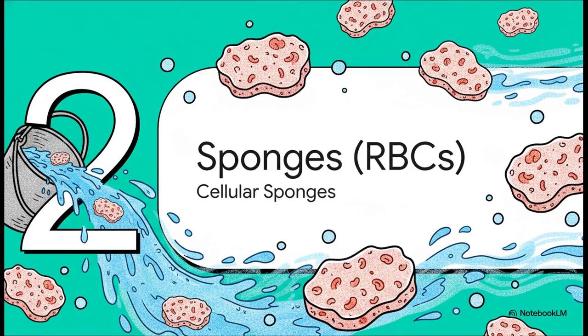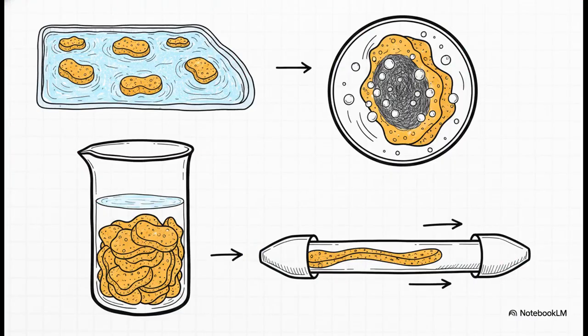Okay, moving to part 2, the sponges, or your red blood cells. Now that we've got our bucket filled with water, let's look at the actual sponges floating in it. Red blood cells are literally cellular sponges. Their entire job is to soak up oxygen in the lungs and squeeze it out into the tissues. A healthy sponge absolutely must be able to fold and squish itself through tiny capillary vessels without tearing. So when you look at an RBC count, you are simply looking at the total sponges in the bucket.